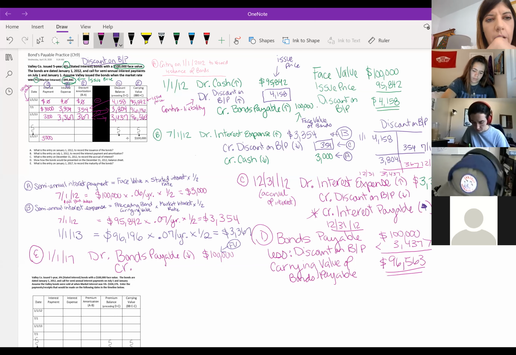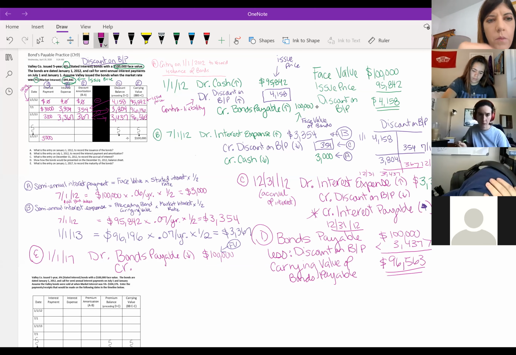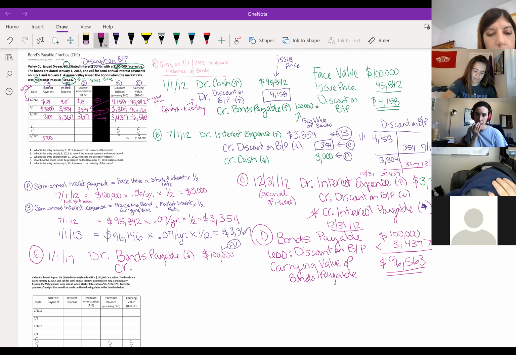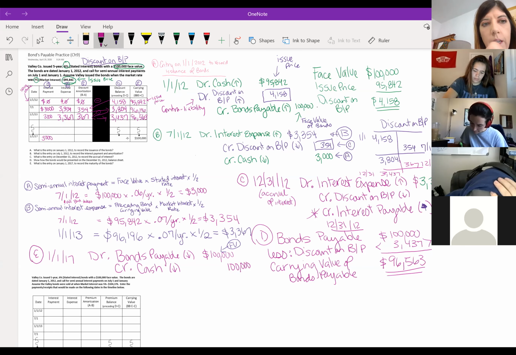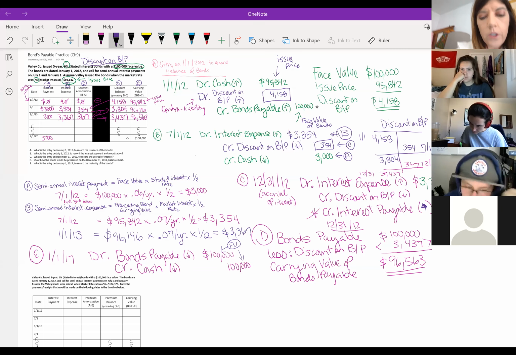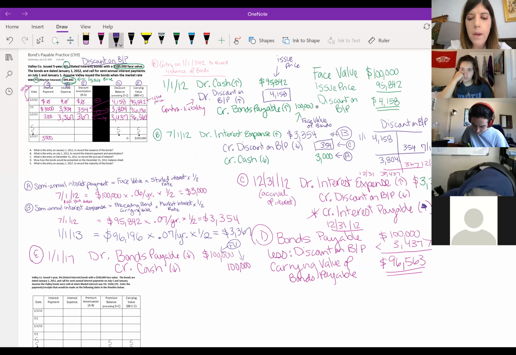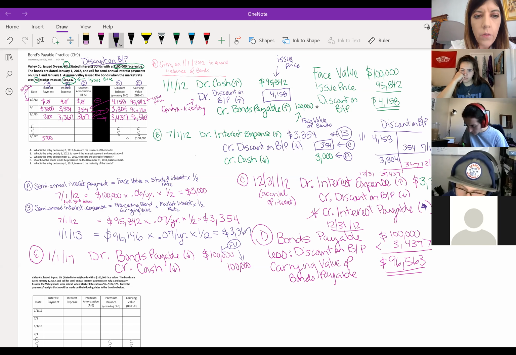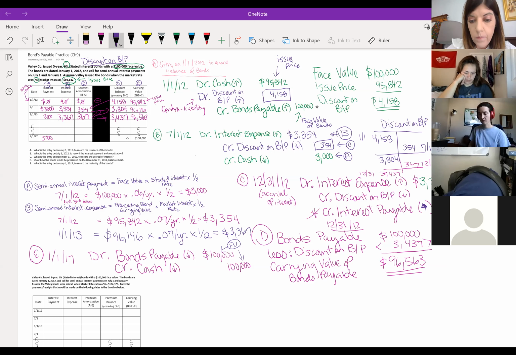And then we're going to credit. How do I pay off something? Cash. Reducing cash for 100,000. Because at maturity, regardless of how we issue the bonds, we have to pay back face value. That's why over time, that carrying value with discounted bonds is going to be increasing slowly towards face value.